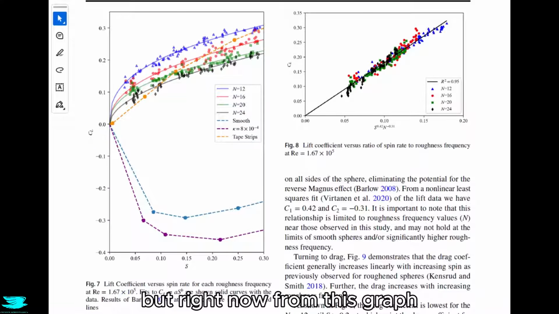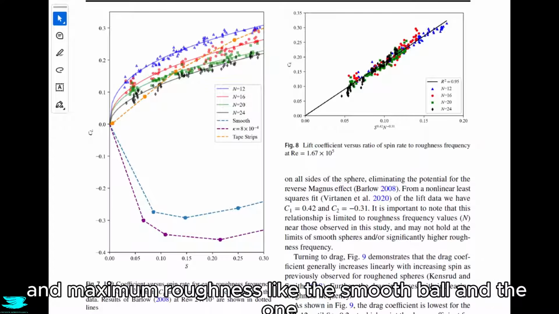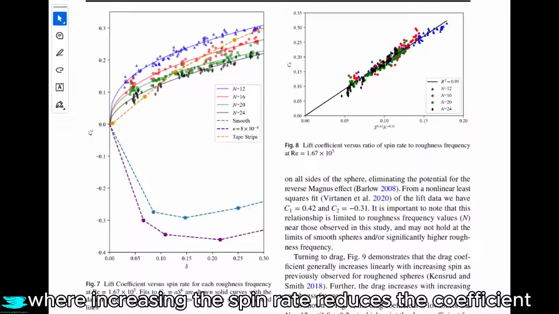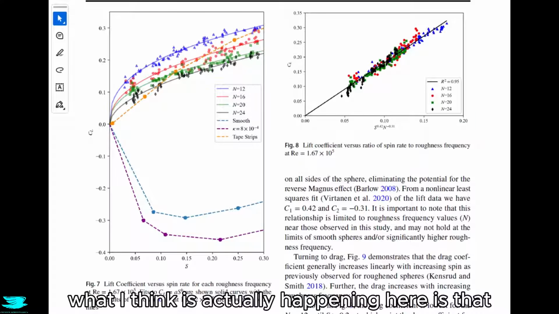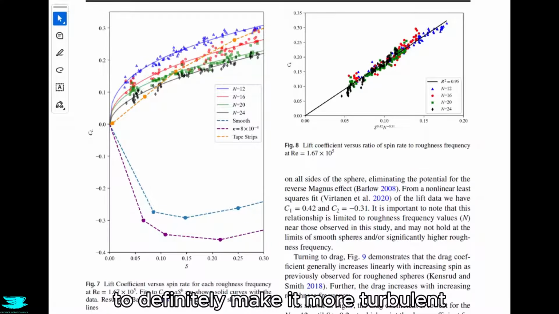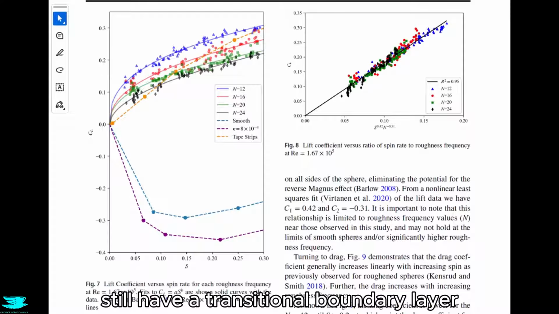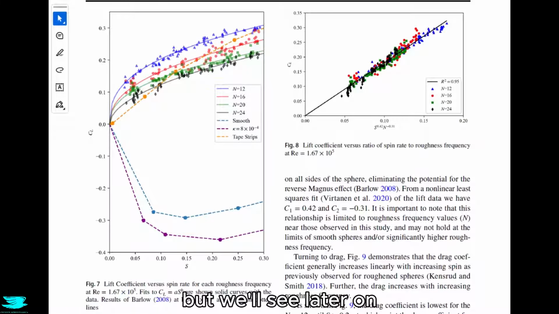But right now, from this graph, it seems like the macroscopic roughness has this effect where increasing the spin rate increases the lift coefficient, and the smooth ball and the one with very low roughness, the dashed purple lines, have the opposite effect, where increasing the spin rate reduces the lift coefficient generally. So what I think is actually happening here is that the macroscopic surface roughness is tripping the boundary layer to definitely make it more turbulent, while the smooth and not very rough balls still have a transitional boundary layer. That then will change the separation characteristics, but we'll see later on.